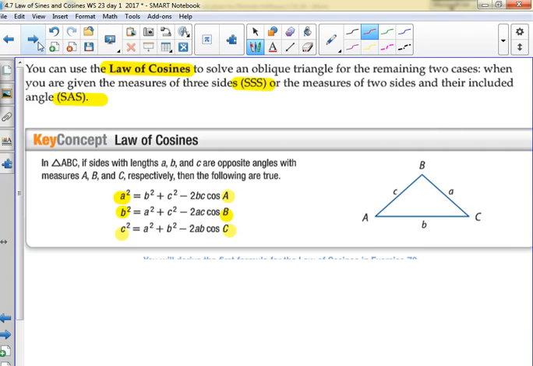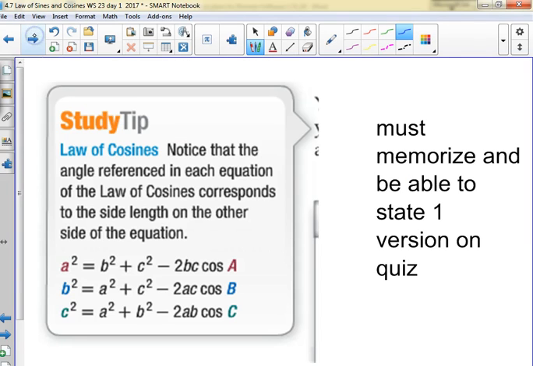Law of cosines. Law of cosines is longer and uglier, and you have to memorize it. Now, there's 3 versions on here. Do you have to memorize all of them? Well, they're not really that complicated once you know one of them, but no. On the quiz, let me back up. Law of cosines works when you're given 3 sides or 2 sides and an angle in between. Those are the 2 situations it works for. You have to memorize one of these for the quiz and be able to state it on the quiz, okay?